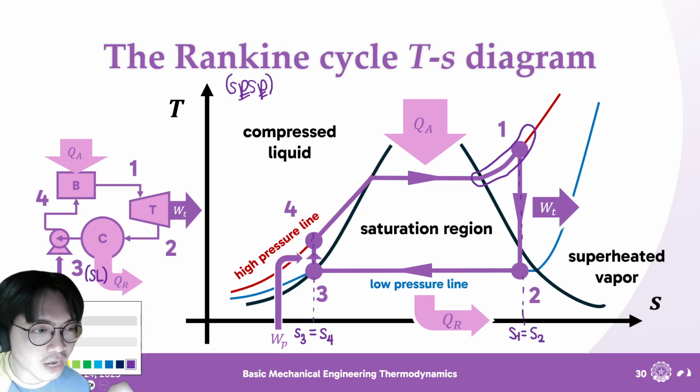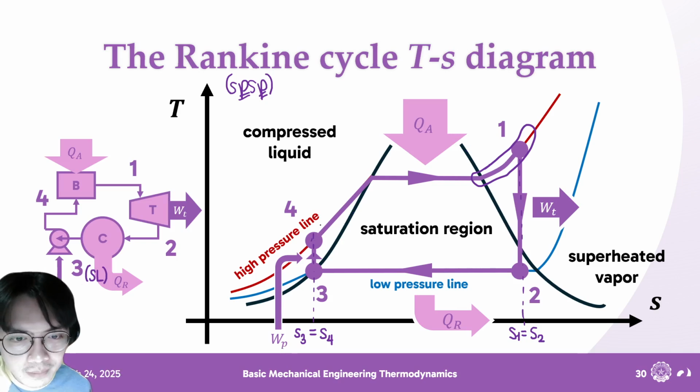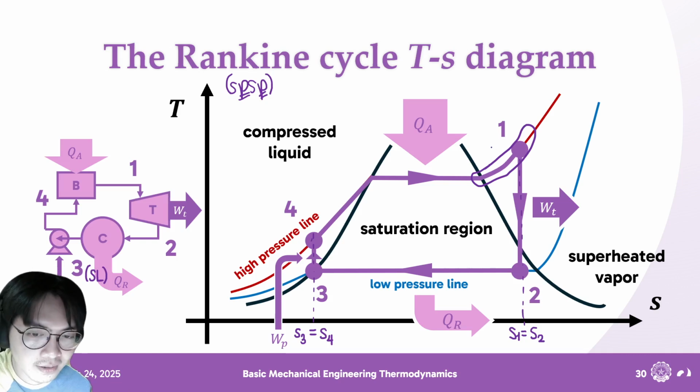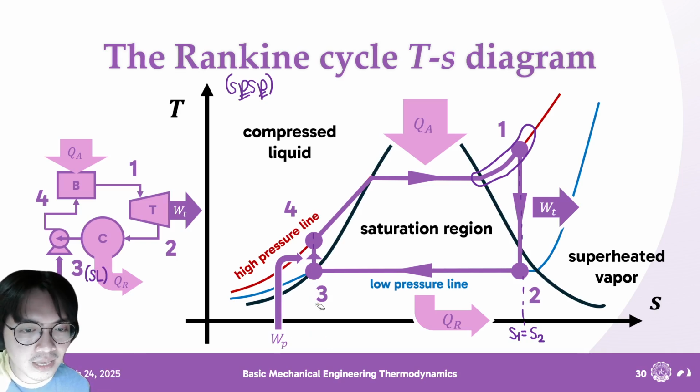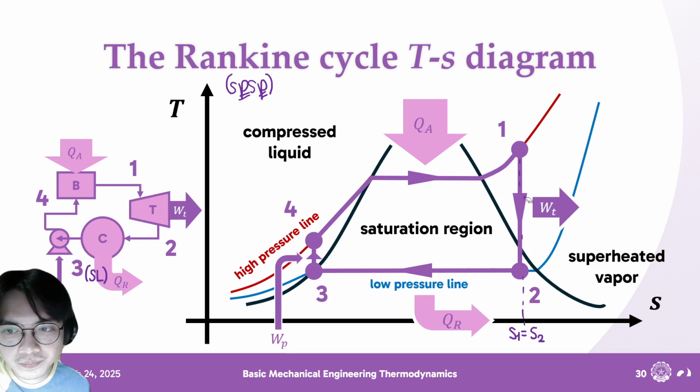You're going to now trace: oh, I'm still compressed liquid. Oh, I'm now saturated, and then I will slowly turn into steam. I'm now full of steam, and now I become superheated. And this is the Rankine cycle's TS diagram.